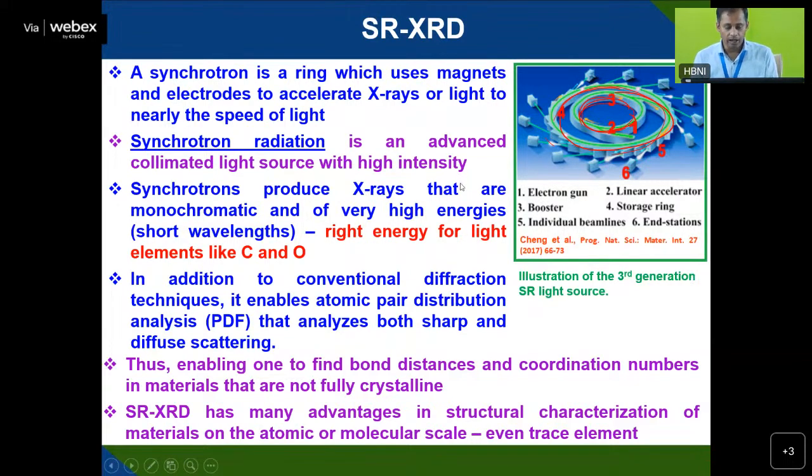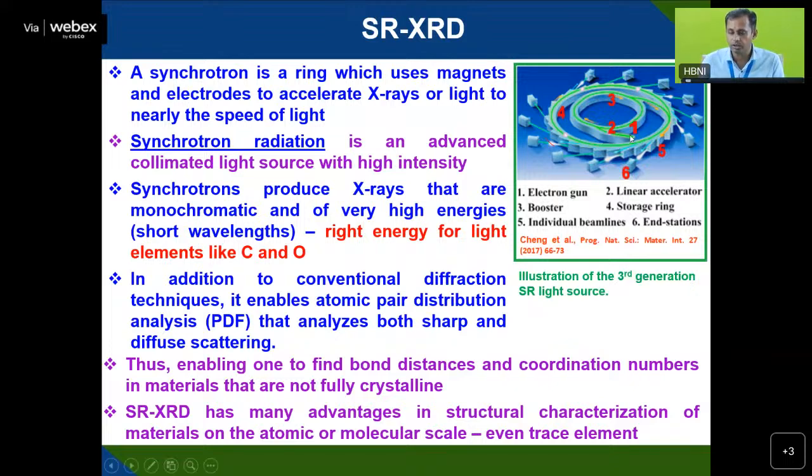It is very high intensity. You can see the synchrotron produces X-rays that are monochromatic, of very high energy and short wavelength, the right energy for light elements like carbon and oxygen, which you are not able to see in normal XRD. Even those things you can see using this synchrotron radiation.